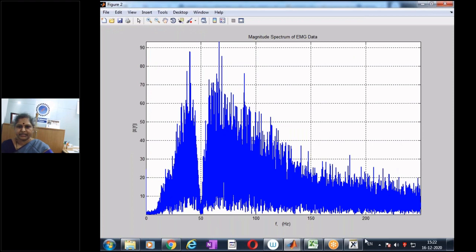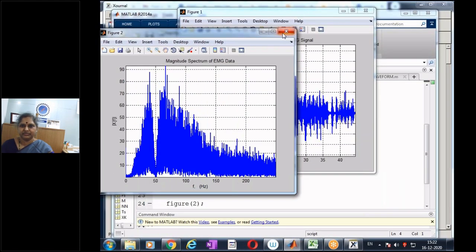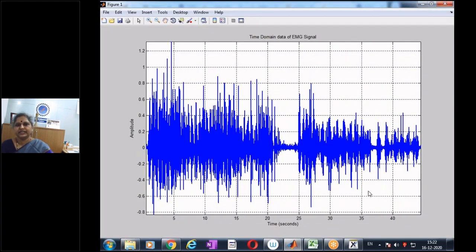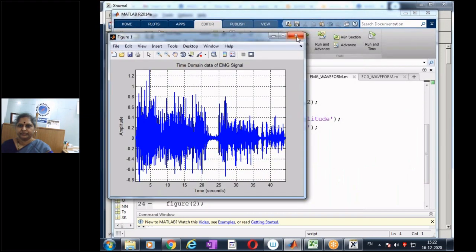So here, if you see the spectrum, there is a null around 50 hertz, but then there are frequency components present. Even higher frequencies we have for the EMG. And this is a time domain plot.